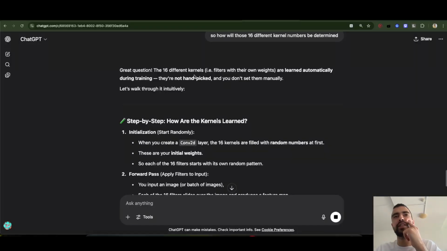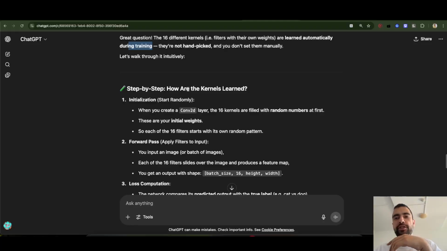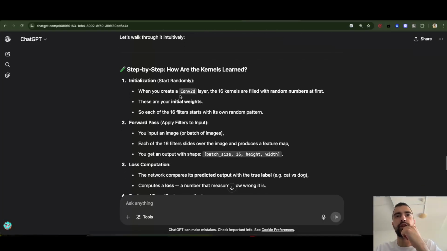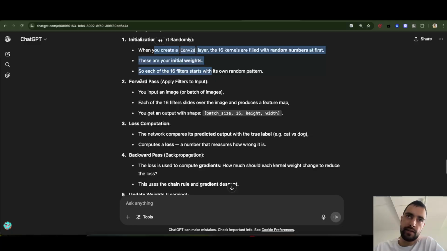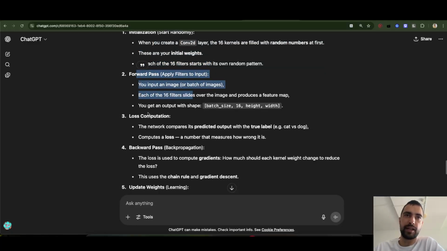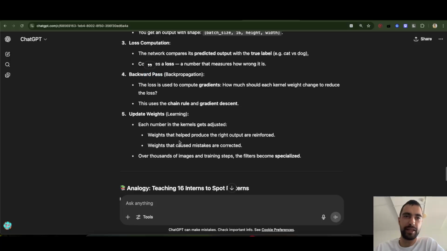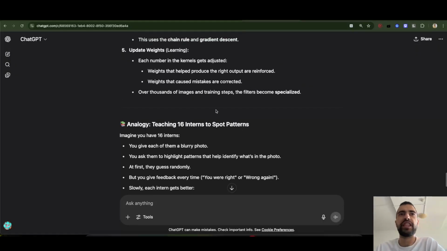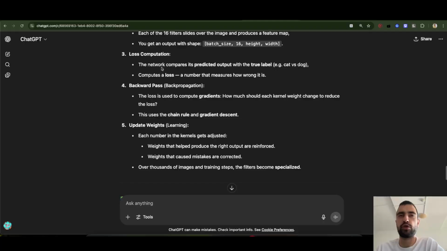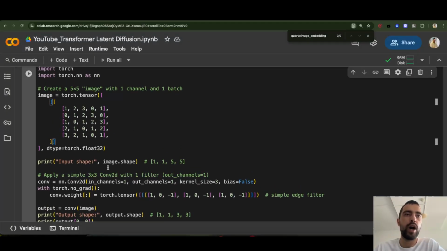So those 16 different kernels will be learned automatically during training in order to extract these features according to the training loss. So they get initialized randomly, and then there is this forward pass, loss computation, backward pass, update weights, the classic. So whatever the loss is, whatever you are trying to reconstruct or recreate or process, those weights, those kernels will be learned automatically. So let's say we just have one input feature, one output, so just one, no channels. Output, we just need to learn one kernel.